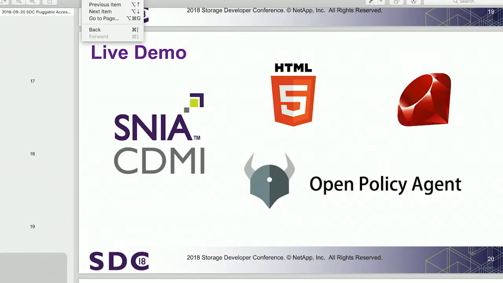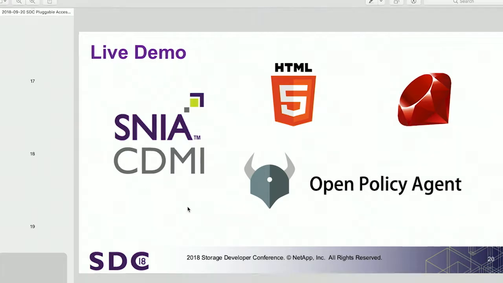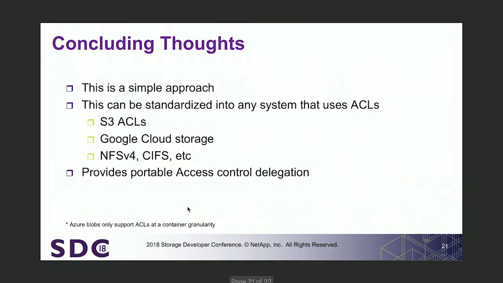And if I go back here to full screen, it demonstrates that this is a simple approach, the concept of adding a new ACE type. It can be standardized into any system that uses ACLs. So this isn't just something that can be applied to CDMI. This same approach would equally apply to, for example, S3 ACLs, Google Cloud Storage, any system that uses NFS v4, CIFS, etc. And this provides a portable means for access control delegation.